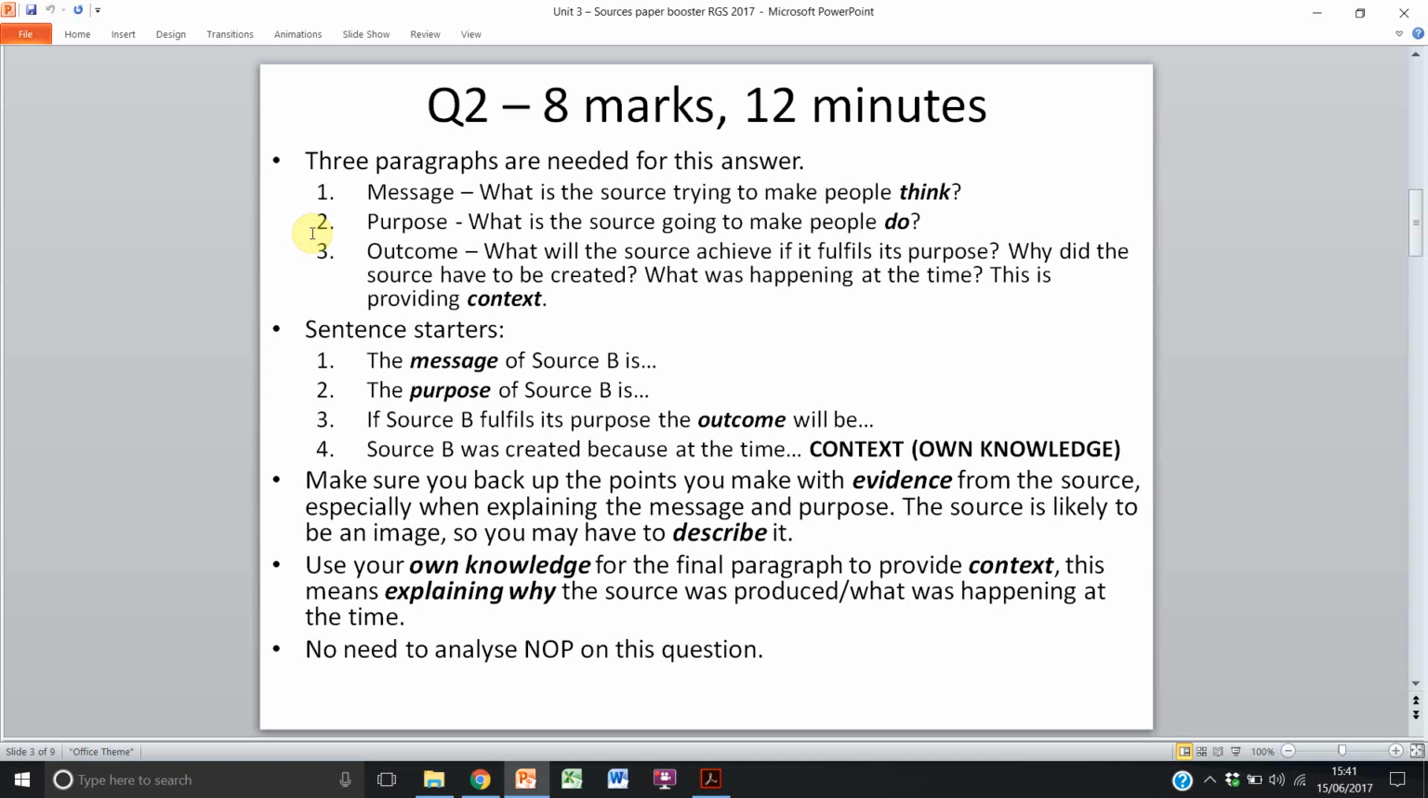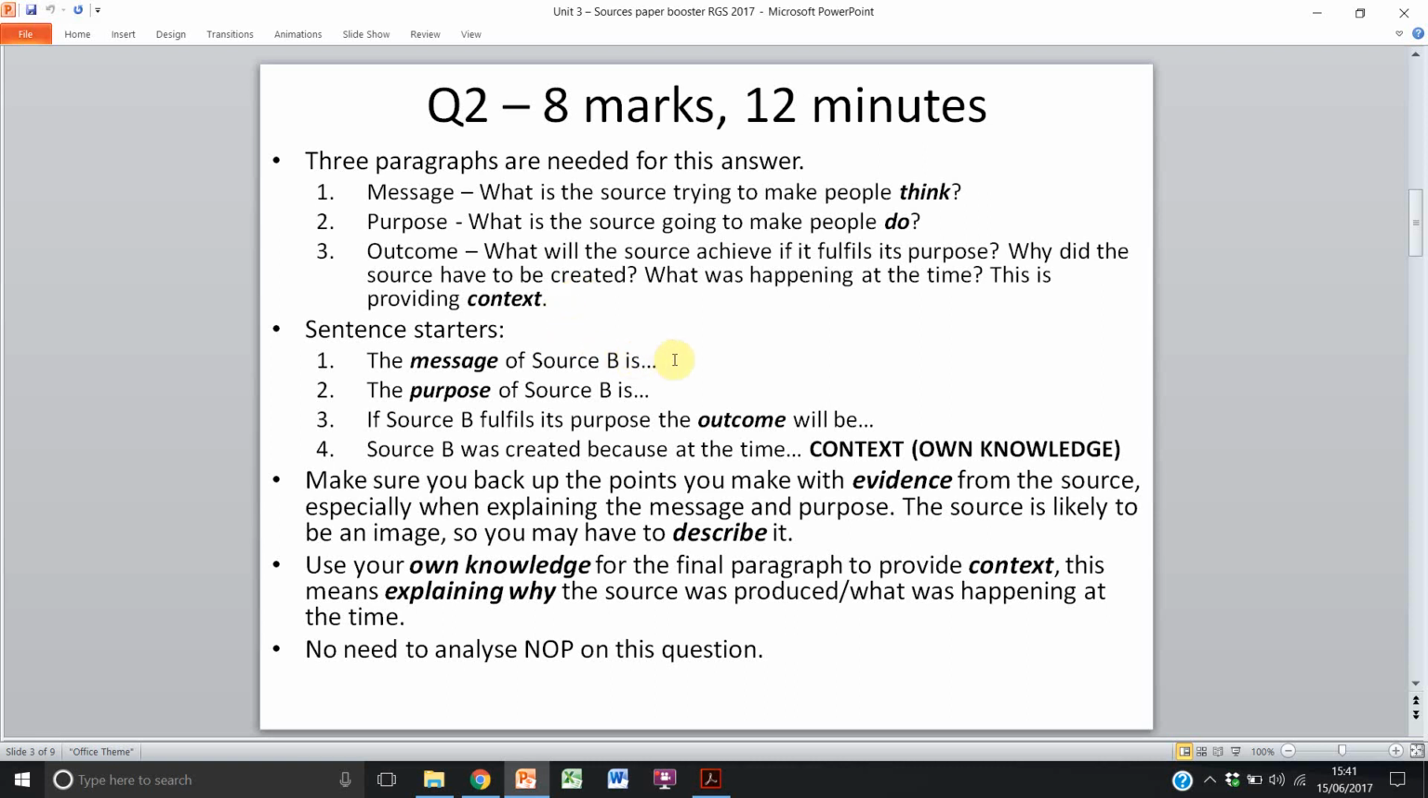And then finally, what will the outcome be? So if the source fulfills its purpose, what will the outcome be of that? Okay? Or you could talk about why the source actually had to be created. What was happening at the time? And if you're talking about that, you're providing what we call context. And that means that you are able to provide your own knowledge.